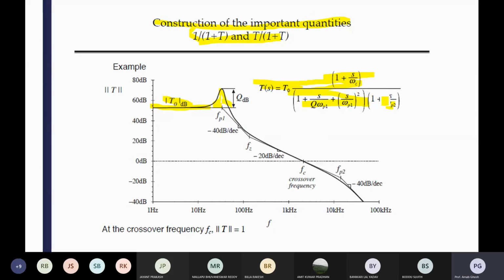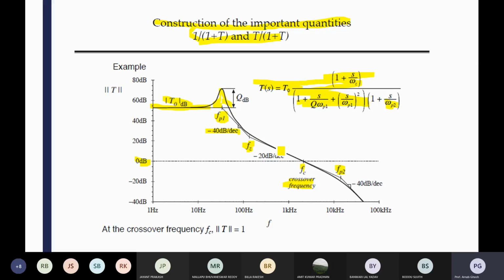So first these two poles arrive, so that is minus 20 dB per decade times 2, so minus 40 dB per decade. First pole p1 comes, then the zero frequency, and finally another pole frequency comes. This is your cutoff frequency. Now this is your gain plot. When the gain cuts the 0 dB line, that will be your crossover frequency.